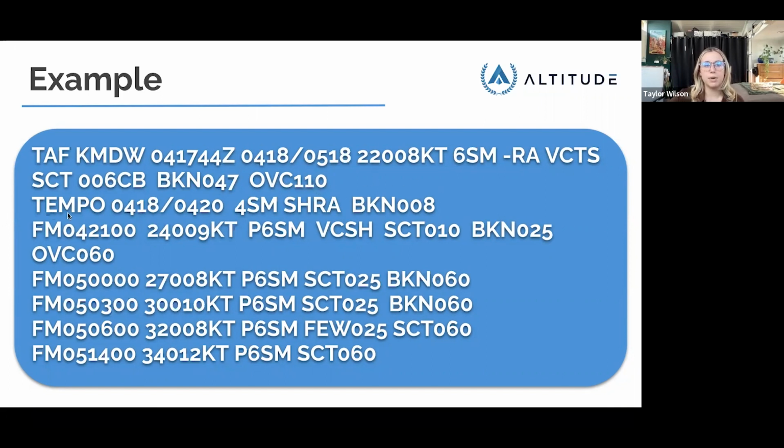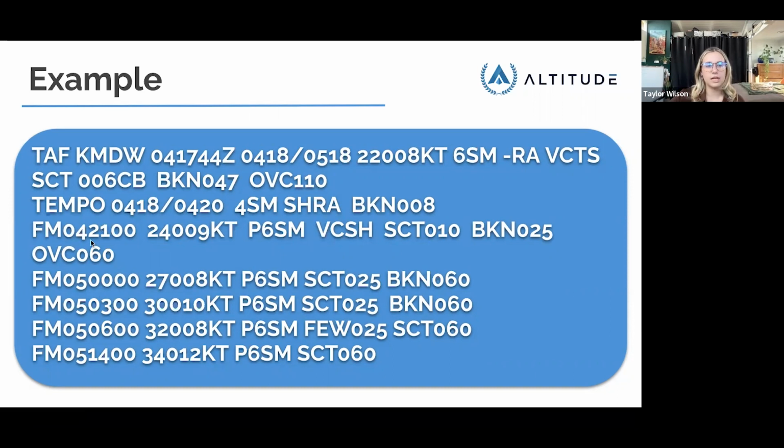Then we have this TEMPO. So they have a temporary forecast, valid from the 4th at 1800 Zulu to the 4th at 2000 Zulu. So temporarily, for a 2-hour forecast, they are anticipating 4 statute mile visibility. This is rain, and the SH means shower. So they're anticipating rain showers, and broken clouds at 800 feet. All these items following that, actually I'll do the next line because there's a new identifier in there.